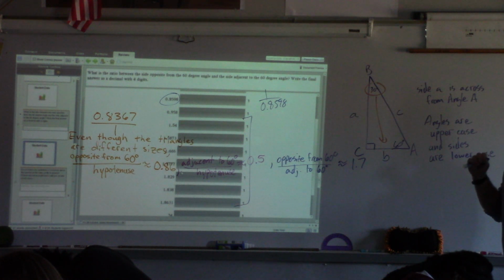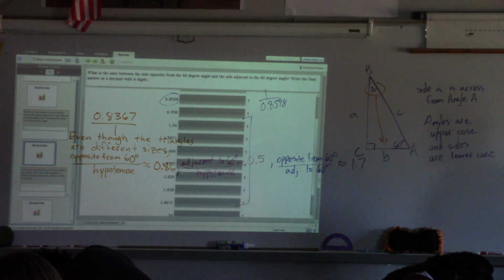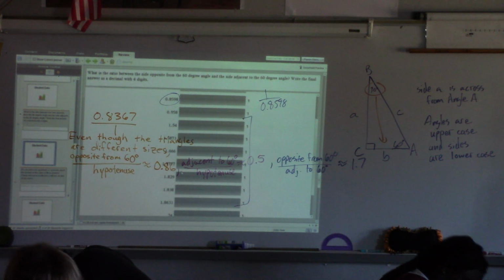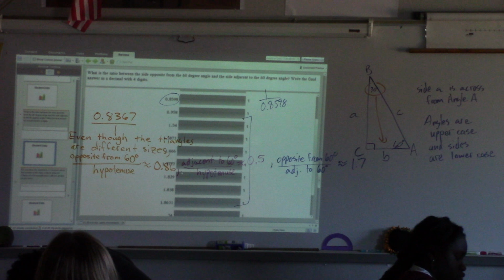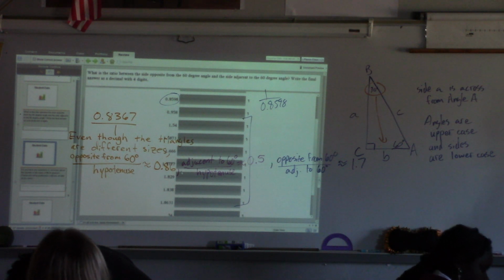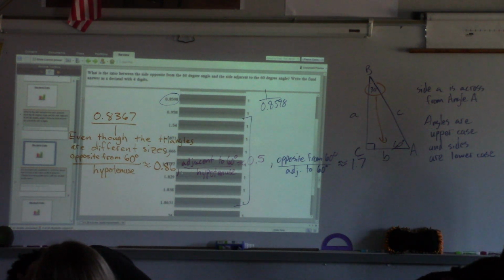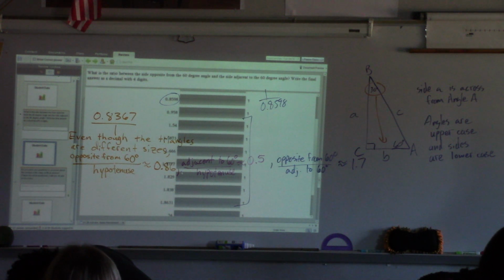So the big thing I need us to recognize out of this before we move forward is, even though the triangles are different sizes, those ratios for the sides opposite from, adjacent to, and the hypotenuse, if we did them accurately, were about the same, right, Gabe? Because we're paying attention and not looking at our ruler. Come on, man. You're in high school. Focus.